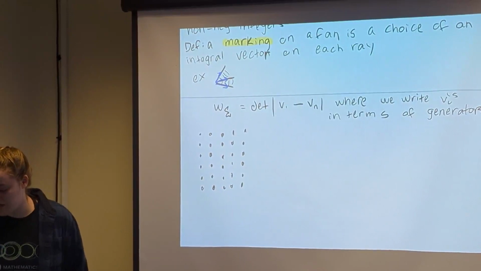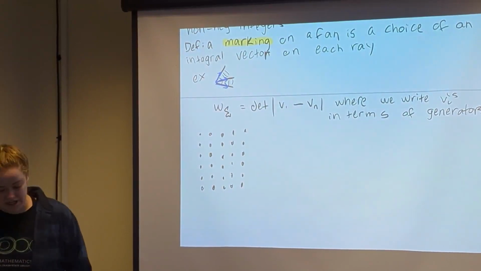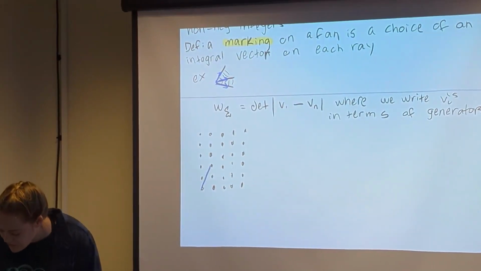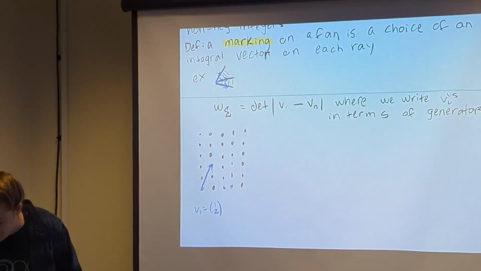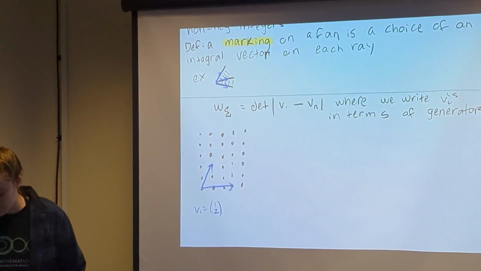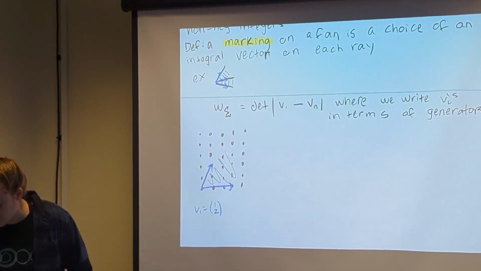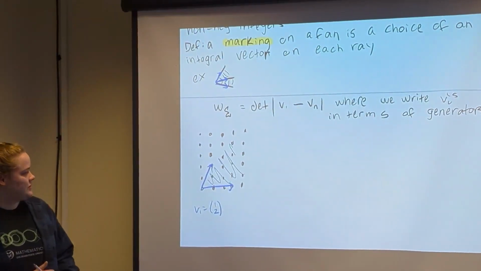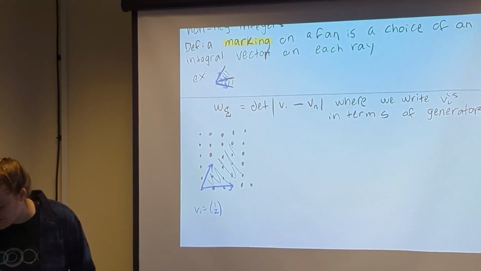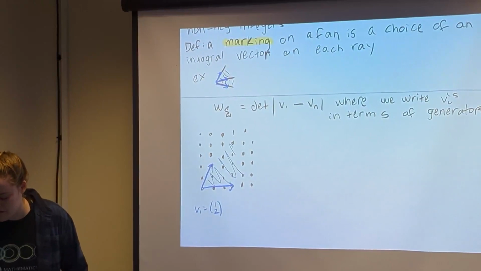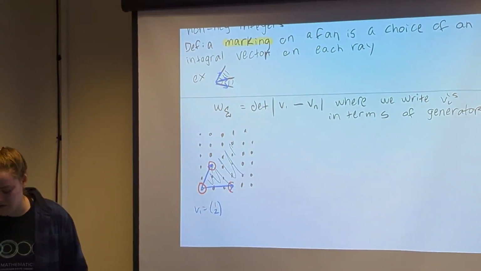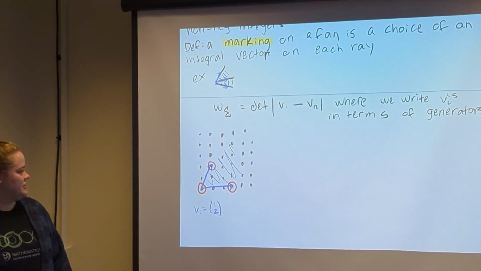And say we have a cone where the markings are 1, 2, go here. So V1 is 1, 2. And our V2 is 3, 0. So our cone goes like that. Using these markings, we can create a sublattice in our lattice by looking at multiples of these. So we can make a new lattice using these.